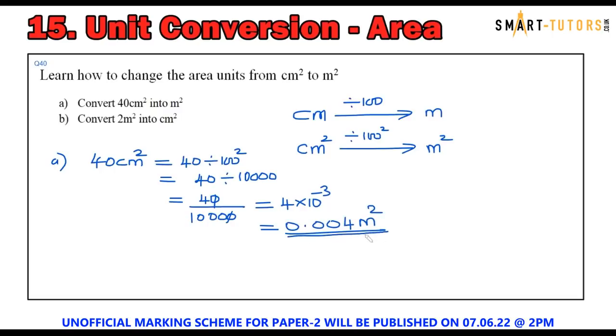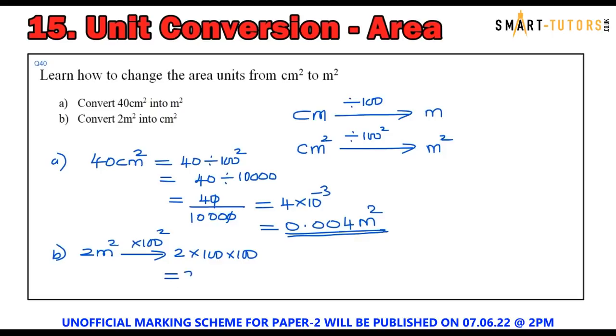This is very important in the paper too. They are going to put the pressure equation. Given that in centimeter squared, you need to convert that into a meter squared. So B part, convert 2 meter squared. So 2 meter squared means you need to times by 100 squared. So 2 times 100 times 100.